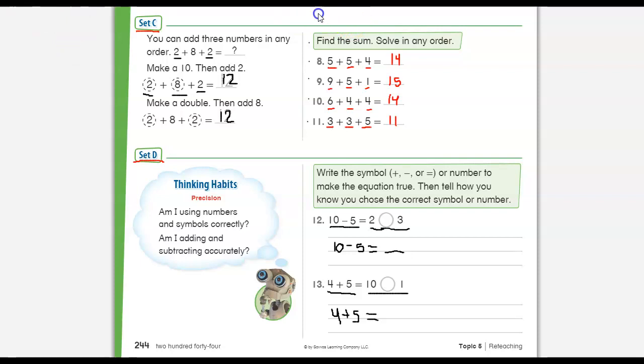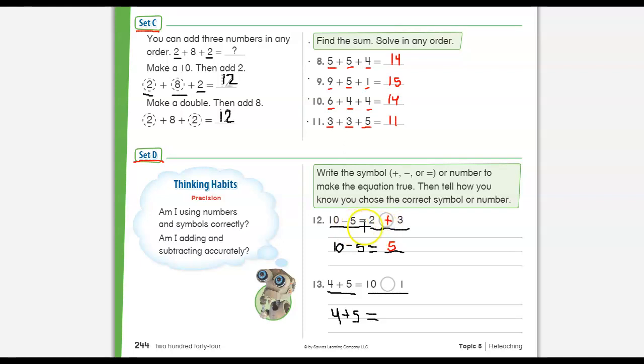for number 12, we had to pick this symbol to go here in the blank. Well, to show our work, 10 minus 5 is equal to 5. So that means we needed this side to equal 5 as well. So we have 2 and 3. Would we add these to get 5, subtract them to get 5, or put an equal sign to get 5? We would add them together.